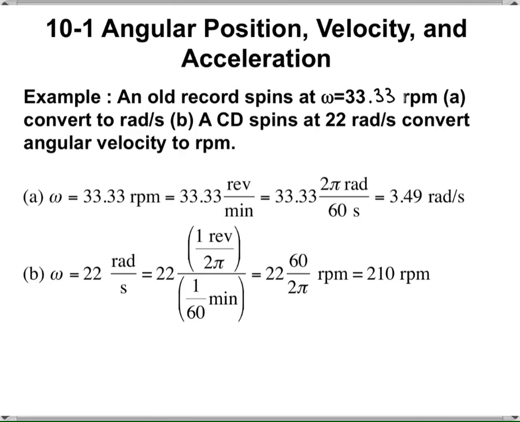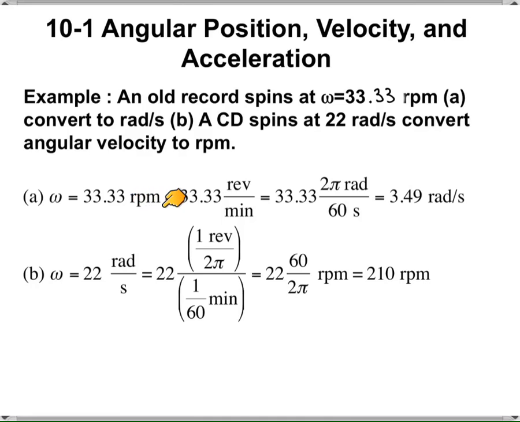Say you have a record. A record spins at 33.33 RPM. As I said, RPM is revolution per minute. Convert this to radian per second. And we have CD players in your computers, spinning at 22 radian per second, and you have to convert this also into RPM. So there are two conversions.